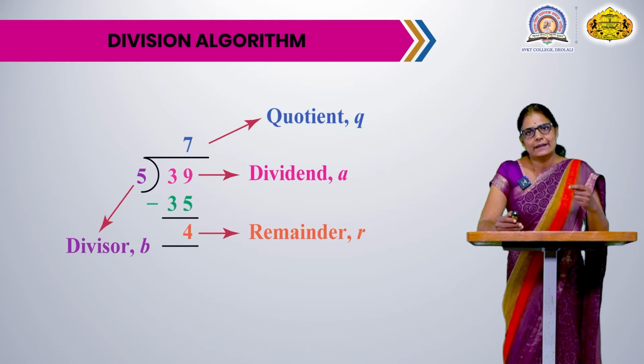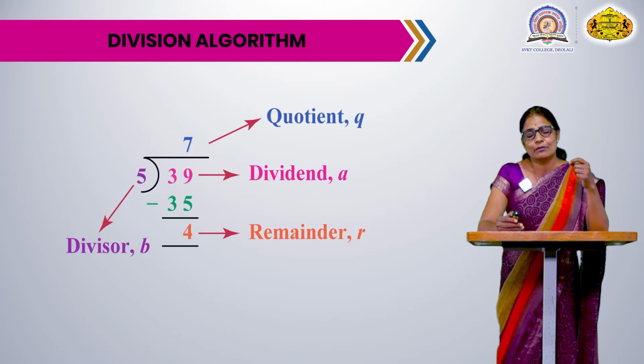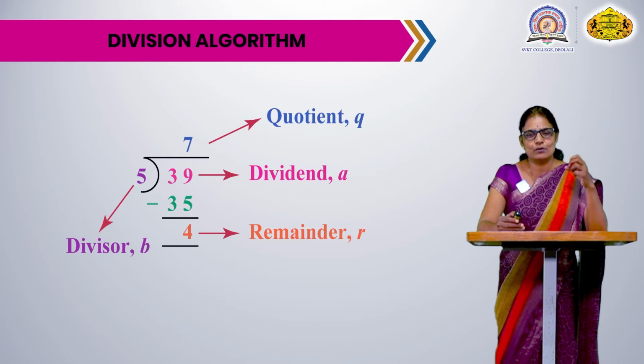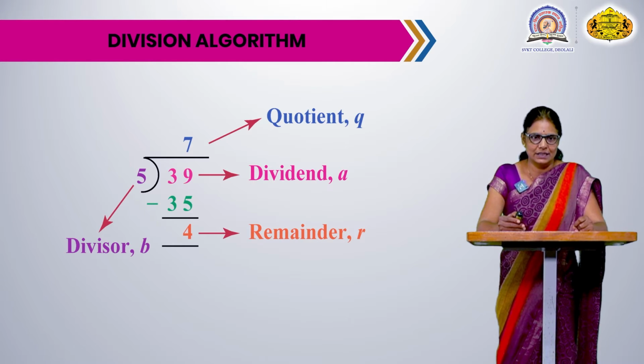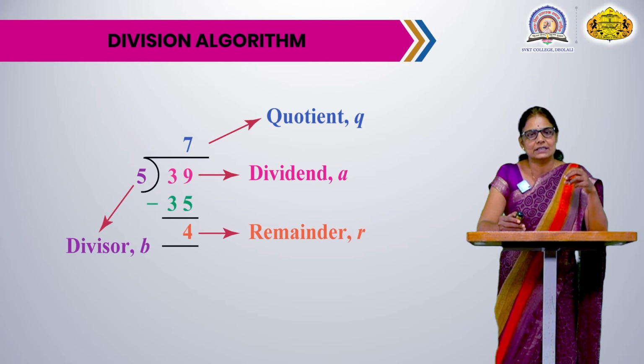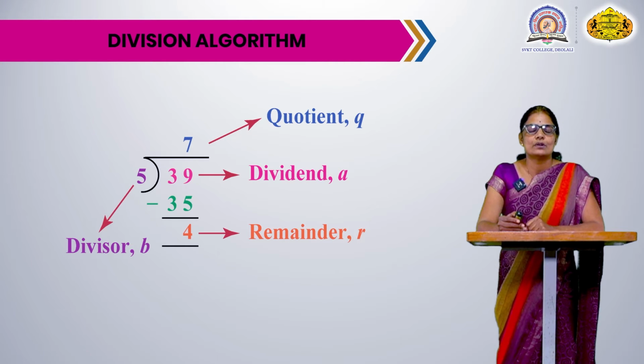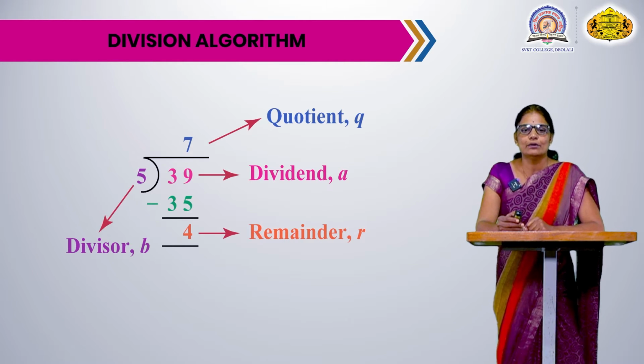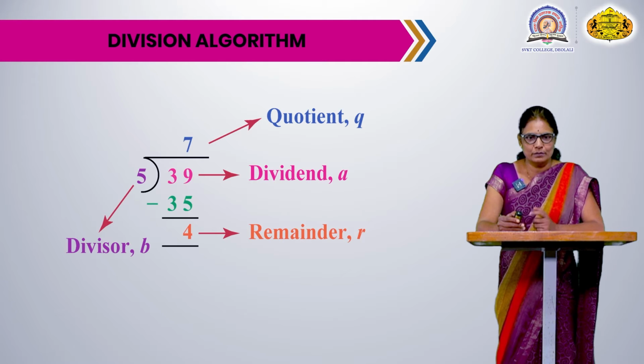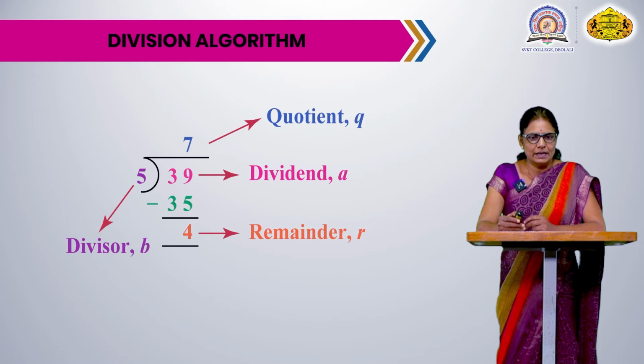Now in school level we have already studied what is meant by division. So suppose I consider an integer 39 and divide this integer 39 by 5. So 5 sevens are 35. Subtract this 35 from 39. The remainder, or the remaining, is 4 here. So in this example 39 is called the dividend, 5 is called the divisor, 7 is the quotient and 4 is the remainder.